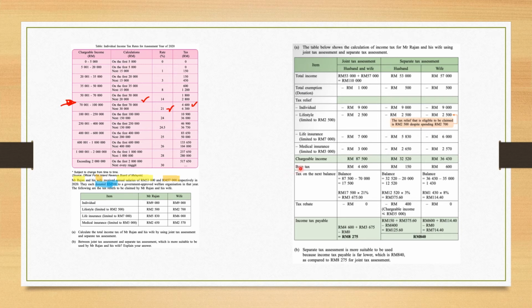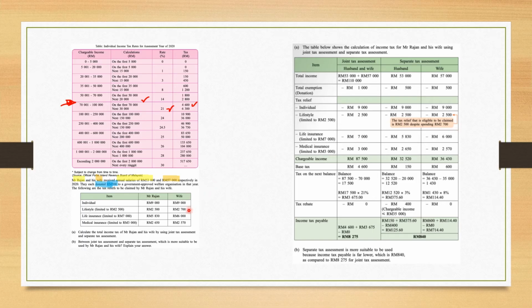Okay, tax relief, same thing. Your individual figure 9,000, so you minus 9,000 individually. For the husband, 2,500, because it's actually equal to 2,500, the limiting cost factor, right? So you just use 2,500. If your husband's figure is more than 2,500, then again you limit it to 2,500 ringgit. For this example, 2,500, right?